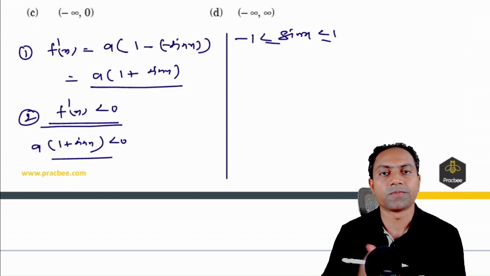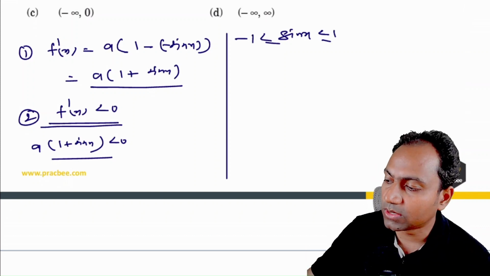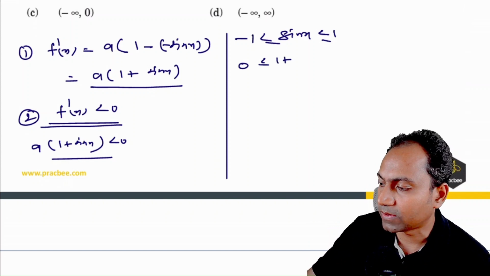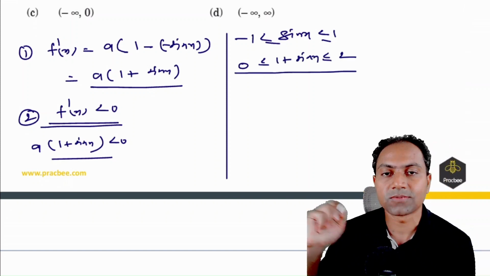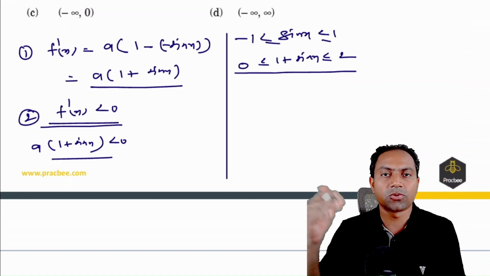This we already know. So if I add 1 on all the sides, this will become 0, this will become 1 plus sin x, and this becomes nothing but 2. So the value of 1 plus sin x will always lie between 0 and 2.